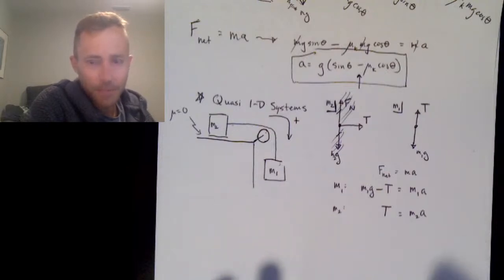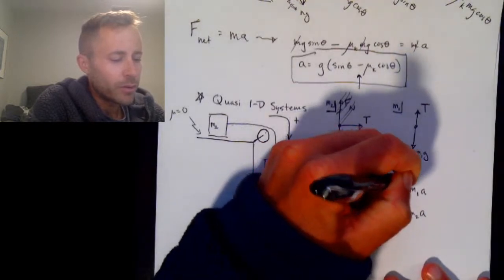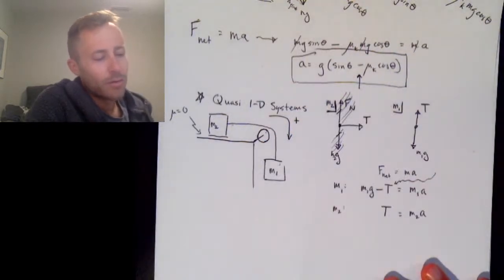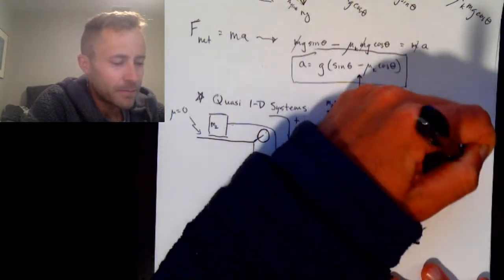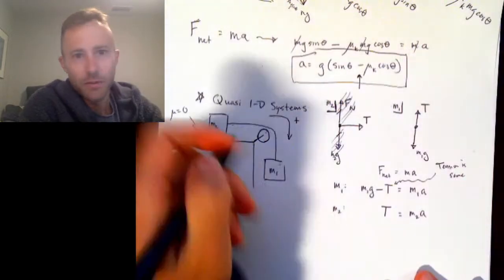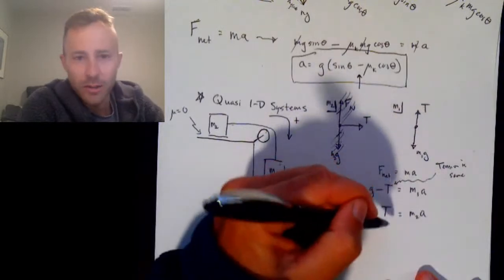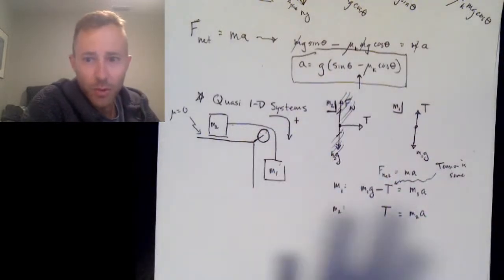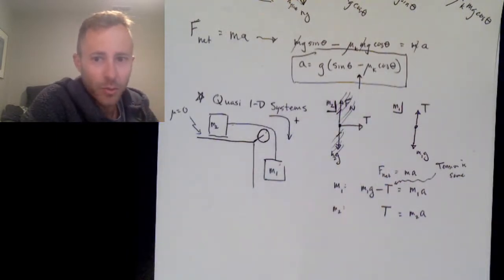So at this point, there are two things that I want to point out. First is that the tension is the same on each end of the rope. So I don't have to put T1 and T2 because it's the same rope. So the tension is the same throughout at each end of a rope. So that's point number one.